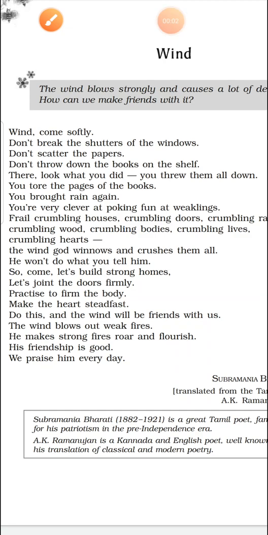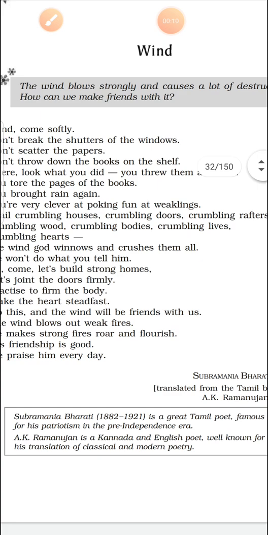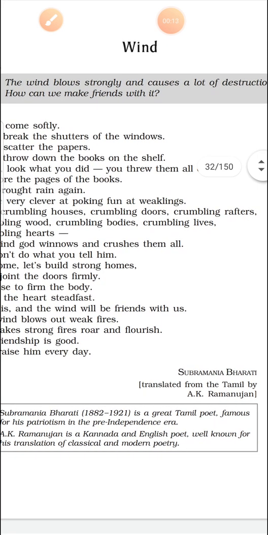Hello class 9. As you can see here, this is your second poem, Wind, that is given in your book Beehive. It is written by Subramanya Bharti. It is translated from the Tamil by A.K. Ramanujan. So remember this, that this poem is written by Subramanya Bharti, but it is translated from Tamil by A.K. Ramanujan, as Subramanya Bharti has written it in Tamil language.